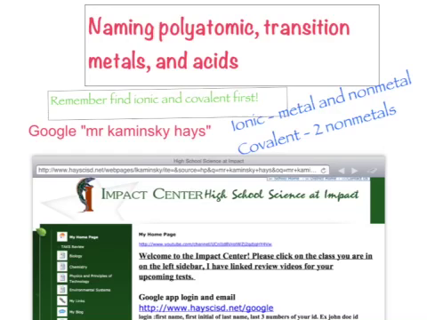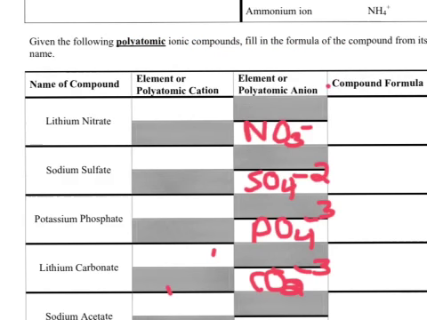Remember, when we're doing these compounds, you've got to find your ionic and covalent bonds first. Your ionic bonds are metals and nonmetals, while your covalent compounds are two nonmetals. Okay, let's go over how to name or write the formula for a polyatomic compound.